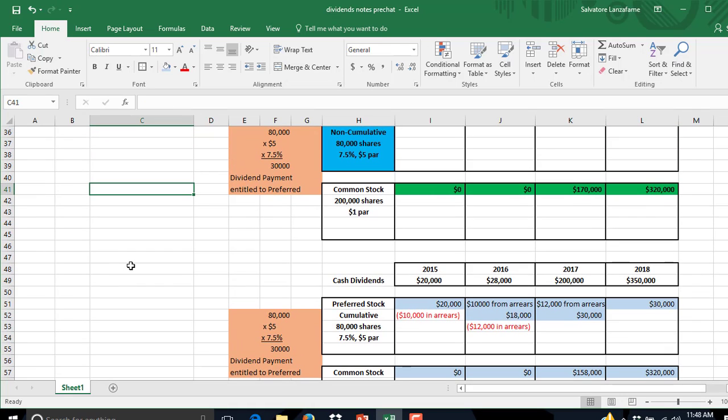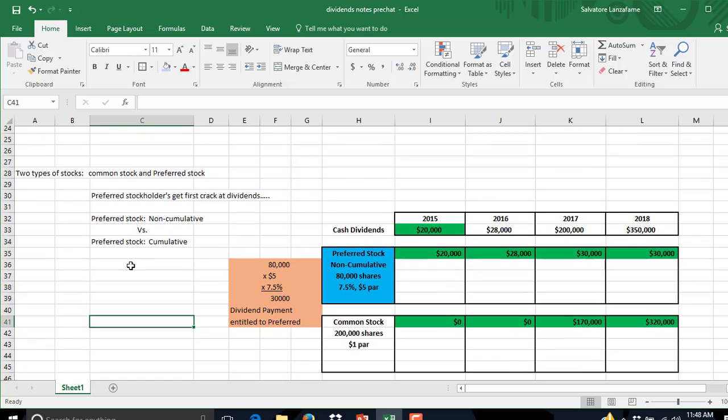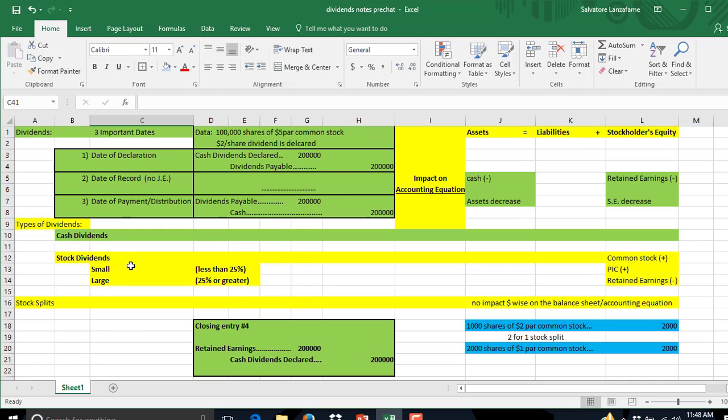So let's just recap what we did today. Let me scroll back to the top of the screen. We started out by talking about 3 different dividend dates: date of declaration, date of record, date of payment. The word date of distribution would be used if we're talking about a stock dividend.